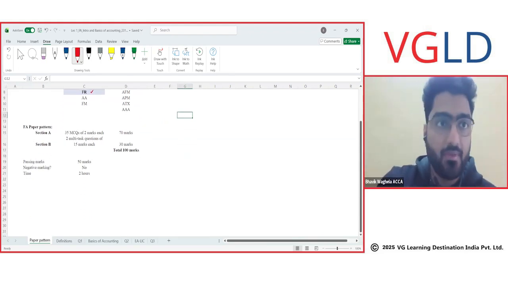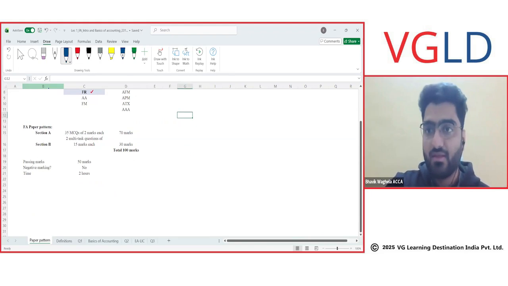Our entire FA paper is divided into two sections, section A and section B. Now in section A, we will be having 35 MCQs of 2 marks each for 70 marks.